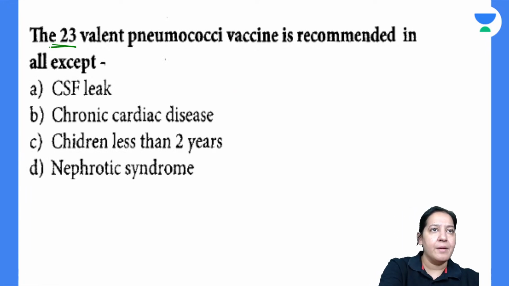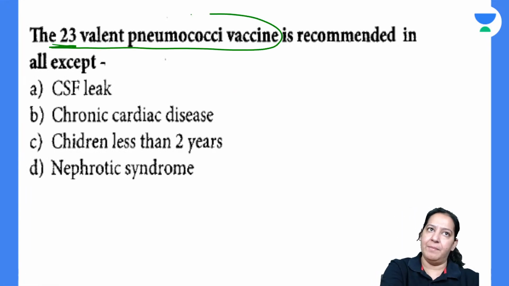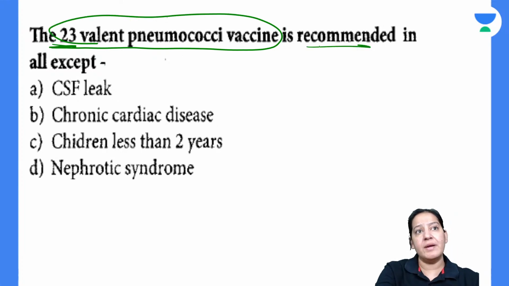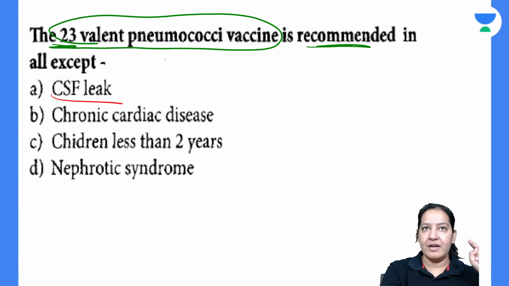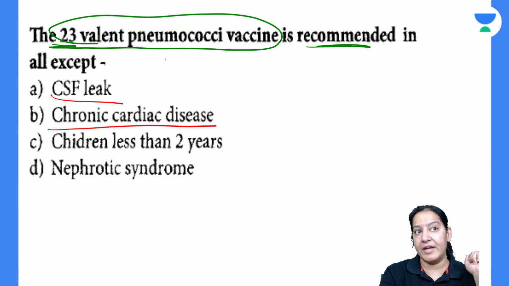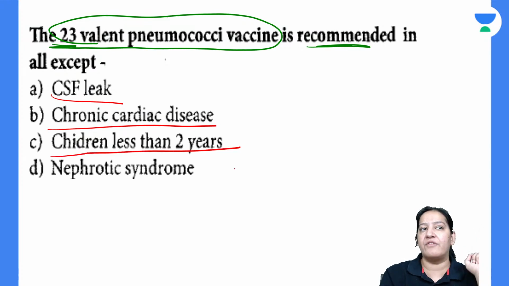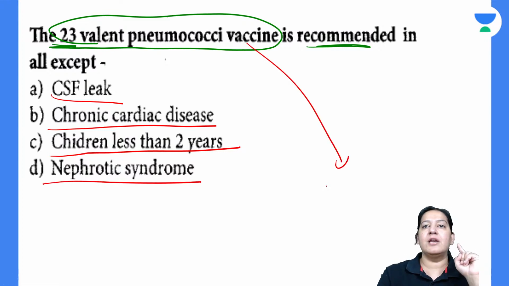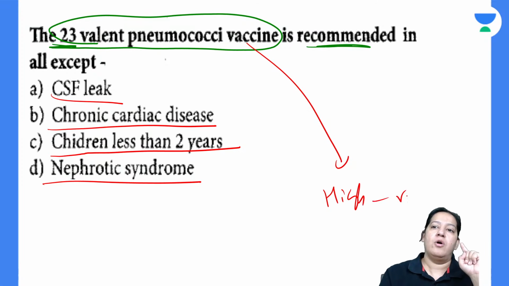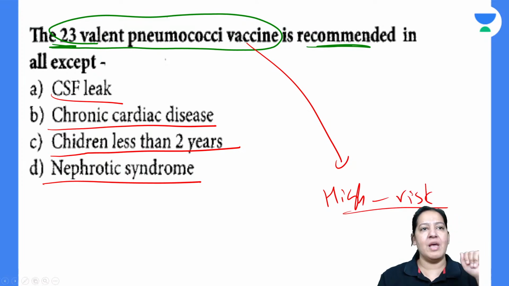The 23 polyvalent pneumococcal vaccine is available in the market. This vaccine is recommended in all of the following persons except, to whom it is not recommended. Will you recommend this vaccine in CSF leak? In chronic cardiac disease? In children less than 2 years of age? Or in nephrotic syndrome? We recommend this vaccine in all high risk patients. So who among them are high risk?